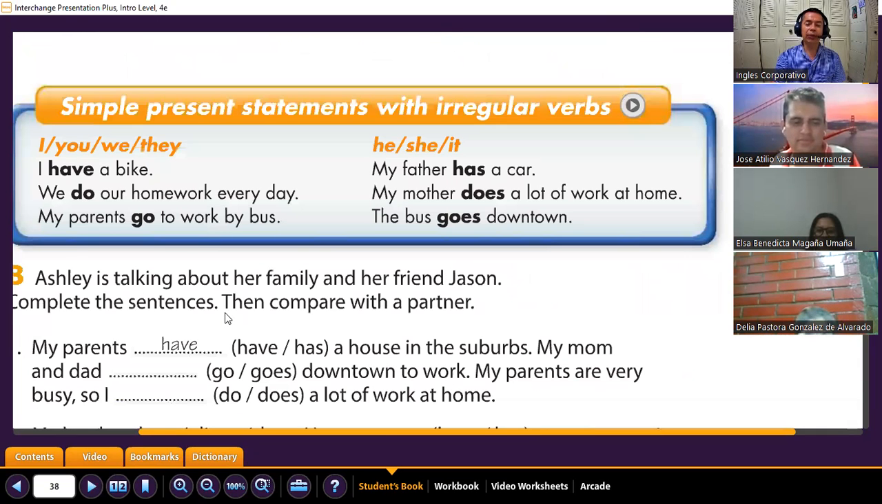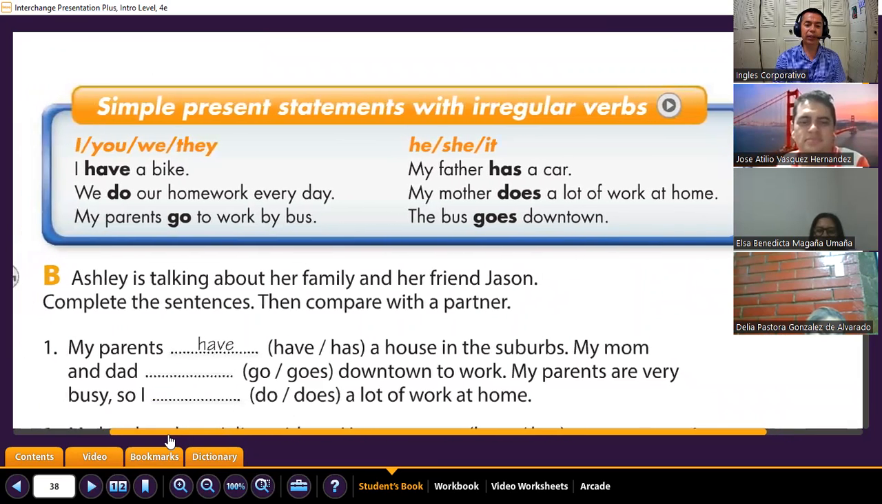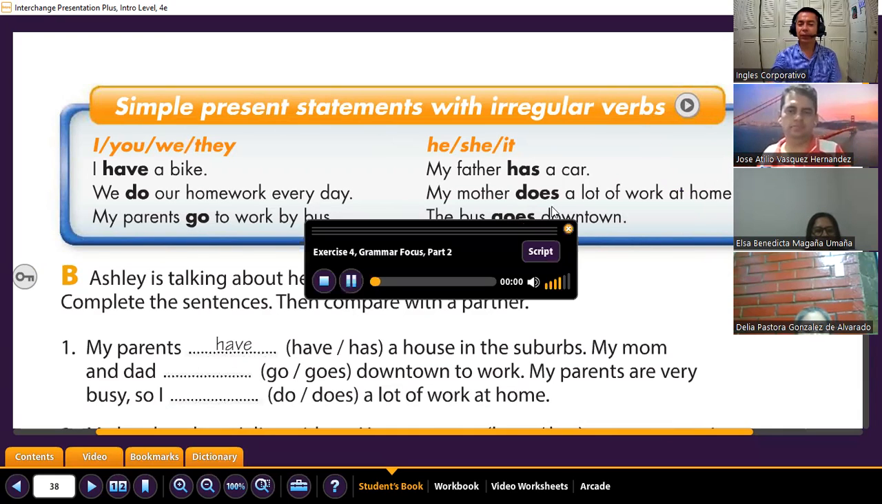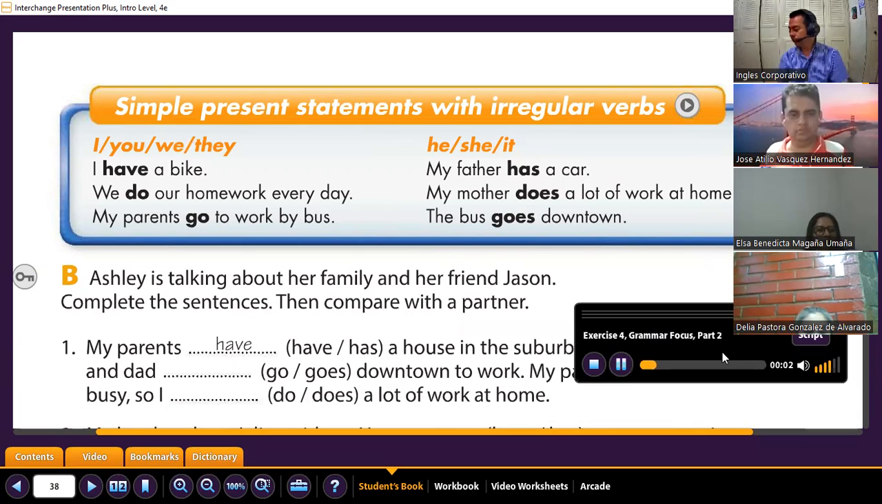Now let's go to this irregular verb, right? Ahora tenemos verbos irregulares. Irregular verb, right? When we use have, do, and go. ¿Se recuerdan que vimos este caso especial? Okay. Now, listen, please. Page 38, exercise 4. Grammar focus. Simple present statements with irregular verbs.